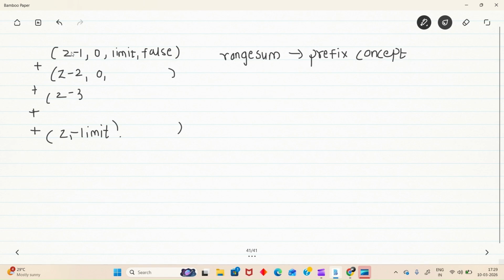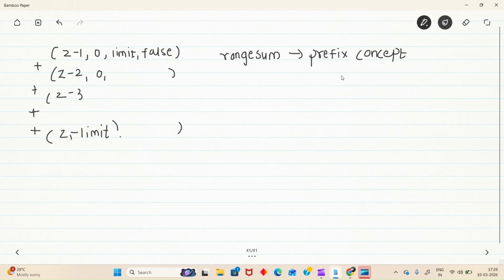Okay, so if you see z minus 1, z minus 2, if I am able to calculate z minus 2, then I can also calculate z minus 1. I can calculate it from the previous one.